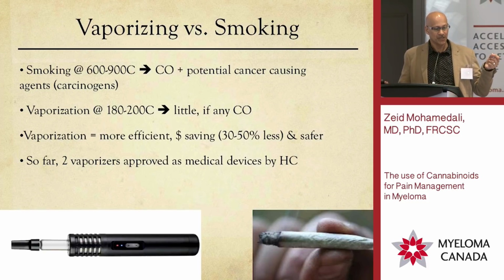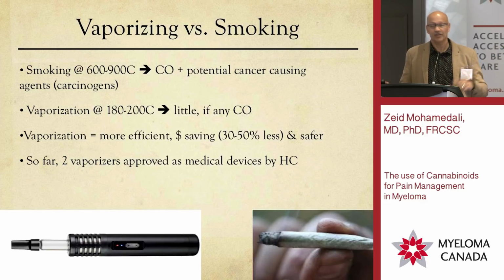So it gives off cancer-causing agents. The other problem is that when you smoke cannabis, you lose about 30% of your cannabinoids. So 30% of your cannabinoids don't actually get absorbed into your system. So if you're paying, I don't know, $4 or $5 per gram or whatever it is, you're losing 30% of your medication, right?